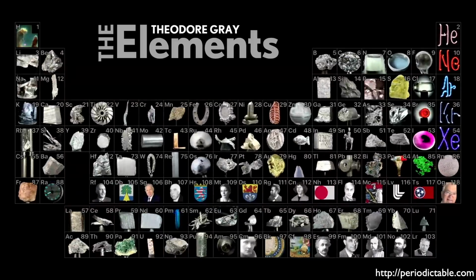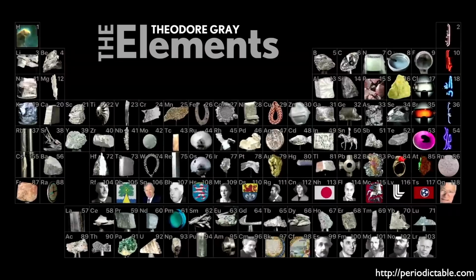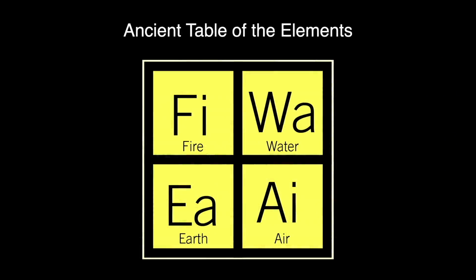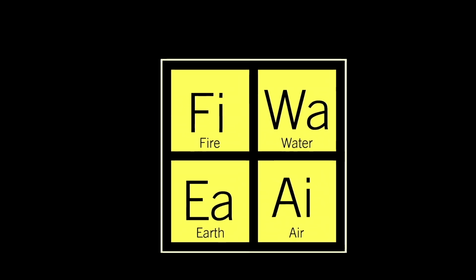Let's compare this to an earlier table of the elements that was used by the ancient Greeks. It's much simpler, but this is what we used to think the entire universe was made out of. Everything was either fire, water, earth, air, or some combination of these.